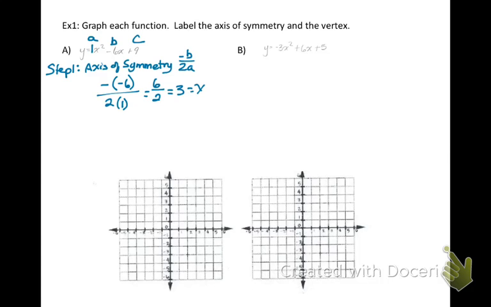We found the axis of symmetry, so we are going to graph that. So we're going to go down to the graph and find 3 on the x line. So that's right there, and we're going to put a dotted line straight up and down. That's our axis of symmetry. Step 2.